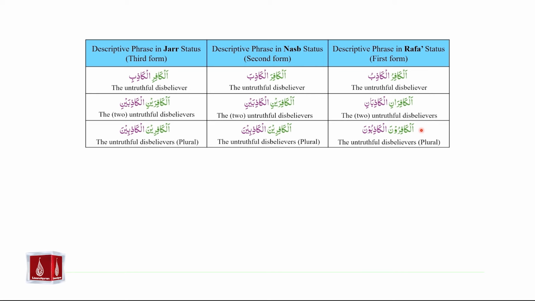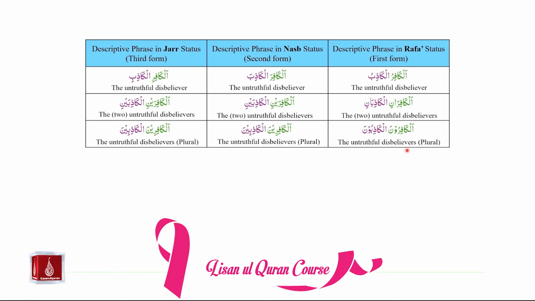Al-kafirunal kazibuna, al-kafirinal kazibina. Una and ina ending sounds are used to differ between Rafa and Nasab or Jar status. Al-kafiruna al-kazibuna means the untruthful disbelievers, and we know that una ending sound is used for masculine non-broken plural.